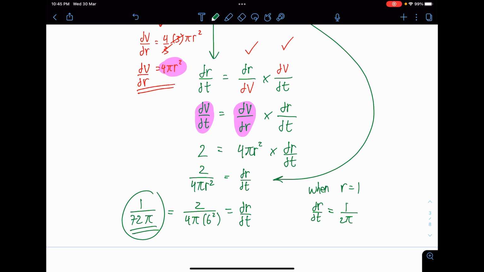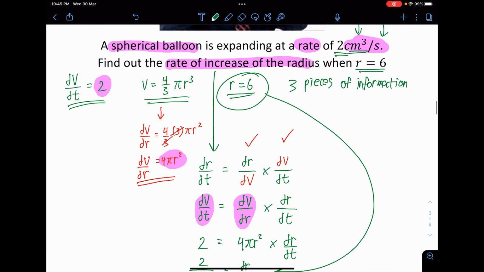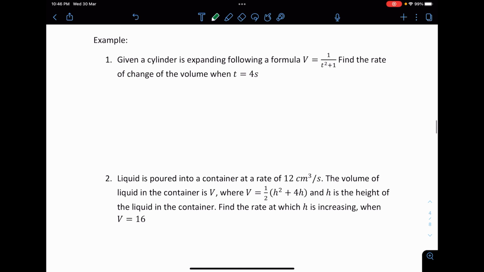The rate of increase of the radius is actually quite a bit bigger compared to the 1 over 72 pi. Now, you can see here the rate of change is different for every scenario. When r equals 1 and when r equals 6, they give you a different value. So it is not constant, it is always changing, remember that. That's why knowing the value at which you need to check your rate of change is very important. The 3 pieces of information written here are the building blocks to finalize the answer. Okay, let's try some examples here.